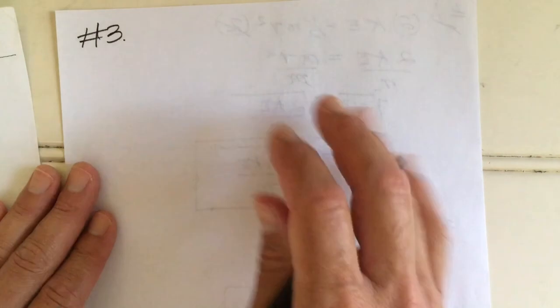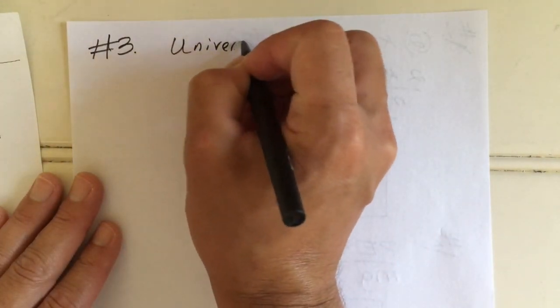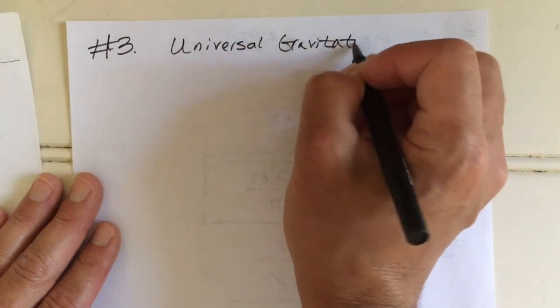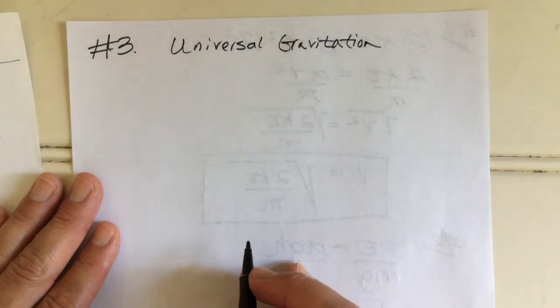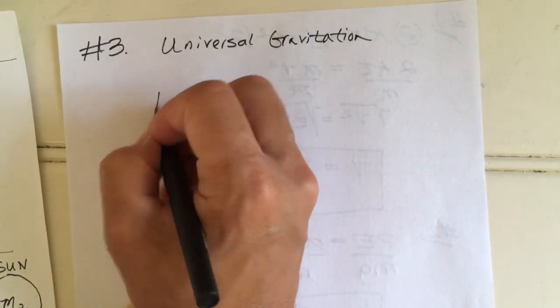So number 3 is our universal gravitational formula. This says that there's a force of gravity between any two masses. All right, so let's go ahead and write the formula, right?